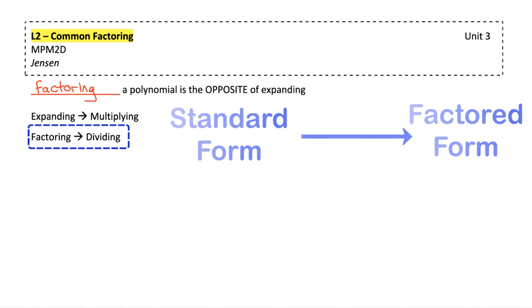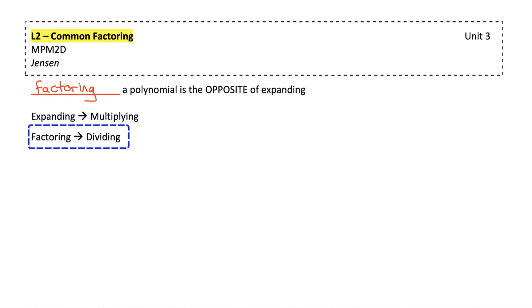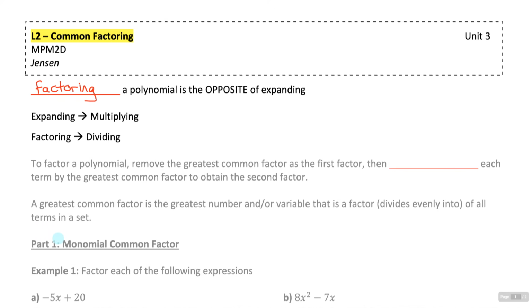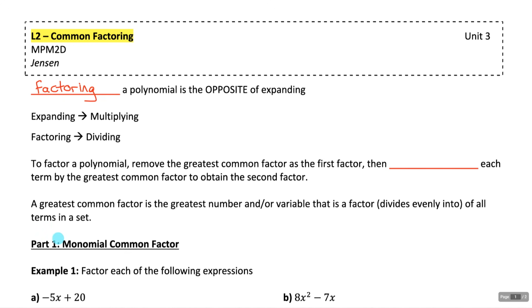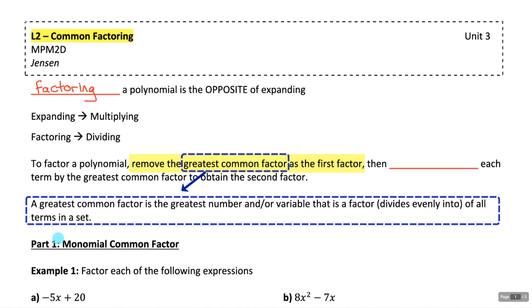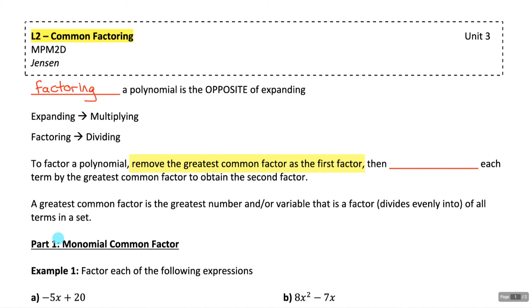So how are we going to factor a polynomial? Well, there are lots of ways depending on what our original expression looks like. But in this lesson, we're just looking at common factoring. To common factor a polynomial, we remove the greatest common factor as the first factor. We look at all the terms and see what is the biggest number and/or variable that divides evenly into all of the terms in the set. We then take that greatest common factor and write it as the first factor in our expression.